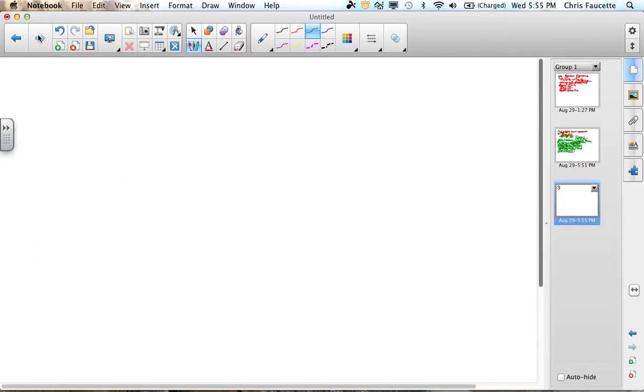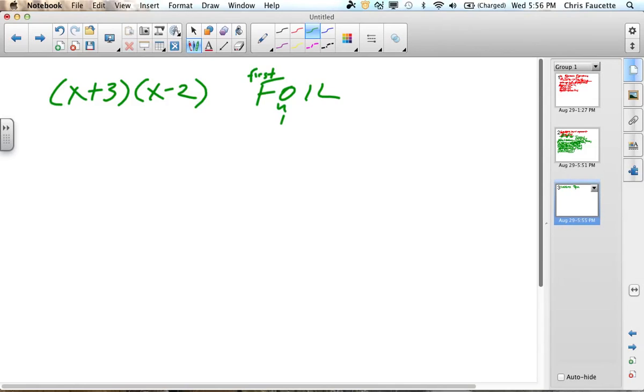Okay, let's talk about multiplying these guys. So let's multiply two binomials. There are two ways of looking at this. We can do the FOIL method, which stands for first, outside, inside, and last. So what this does is you multiply the two first ones first.